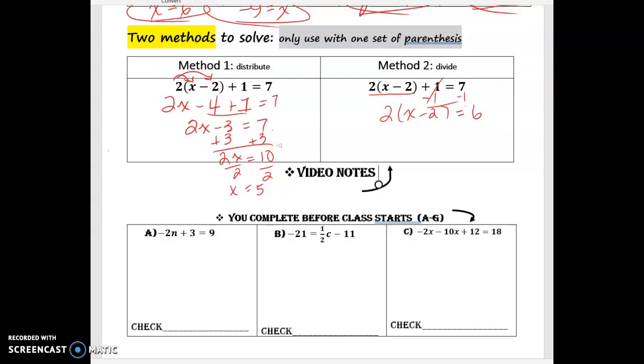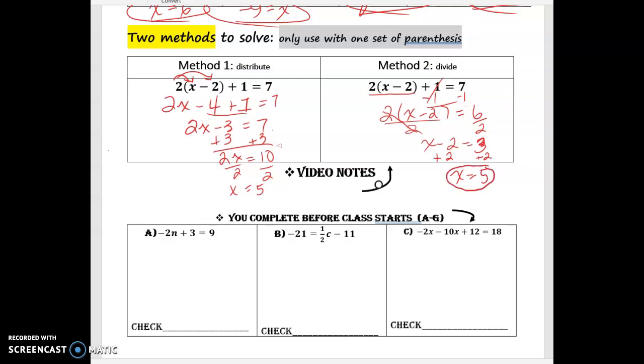Now, instead of distributing the 2, since 2 is being multiplied by this entire expression, I can divide both sides by 2. So the 2's are going to cancel over here, leaving me with x minus 2. 6 divided by 2 is 3. There we go. And then simple one-step equation, add 2 to both sides, and x equals 5.